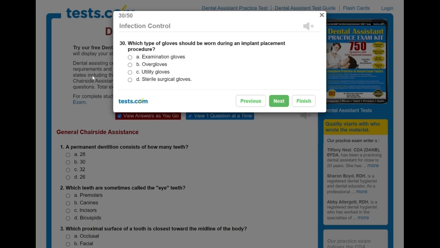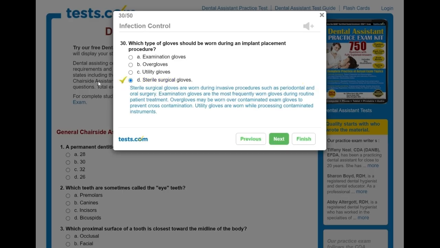Question 30. Which type of gloves should be worn during an implant placement procedure? A. Examination gloves. B. Overgloves. C. Utility gloves. D. Sterile surgical gloves. D. Sterile surgical gloves. Sterile surgical gloves are worn during invasive procedures such as periodontal and oral surgery. Examination gloves are the most frequently worn gloves during routine patient treatment. Overgloves may be worn over contaminated exam gloves to prevent cross-contamination. Utility gloves are worn while processing contaminated instruments.